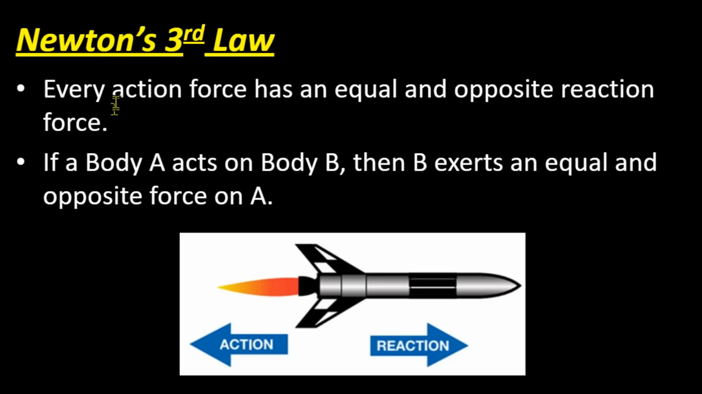Newton's third law says that every action force has an equal and opposite reaction force, or if body A acts on body B, B would exert an equal and opposite force on A. In this example with the missile, the action force is the thrust from the thrusters, and the reaction force is the missile moving forward. Another example would be a person swimming. You push the water backward, that is the action. The reaction would be the water pushing you forward.